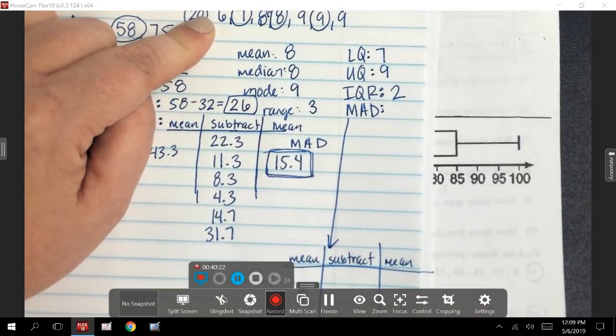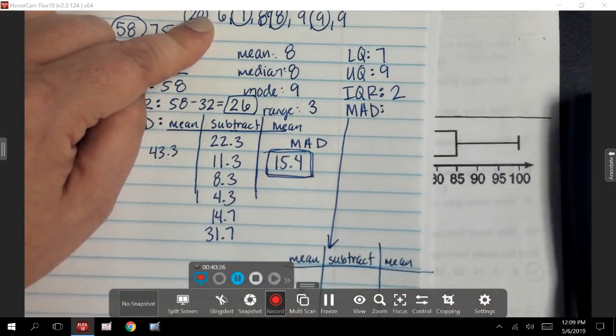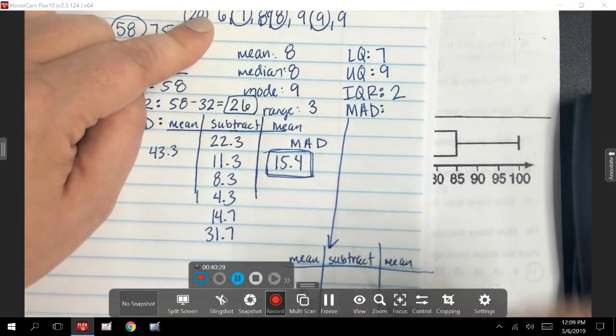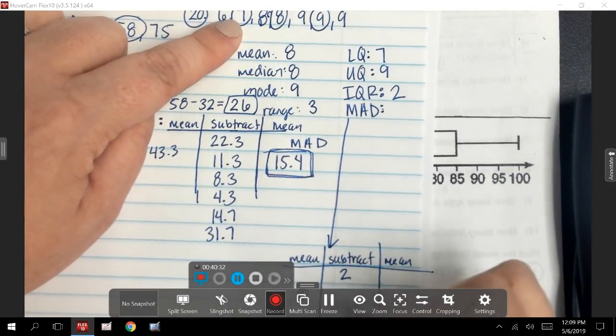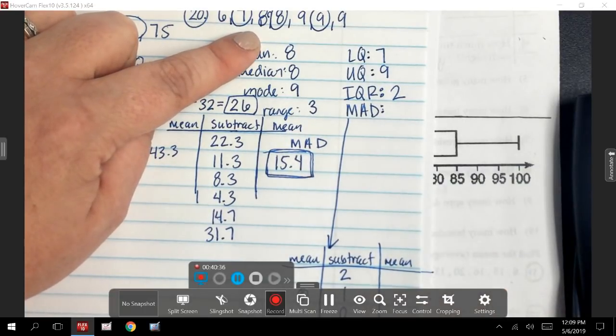So the first number was 6. If I use my calculator, 6 minus 8 is... It'll tell me negative 2, but do I want the negative? No, we're just going to write down 2. 7 minus 8 is 1. 8 minus 8 is 0. Do I have to use the zeros?